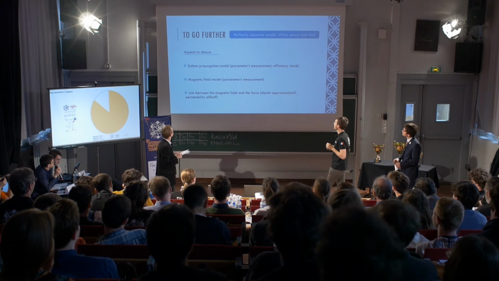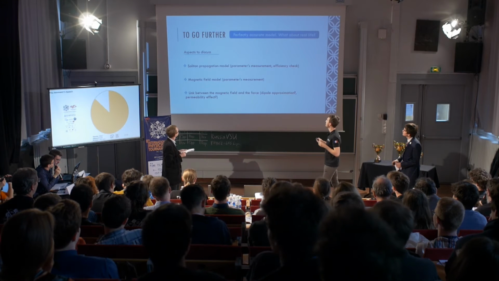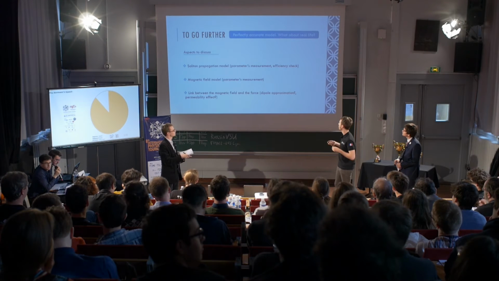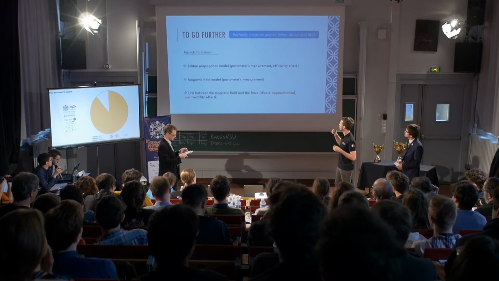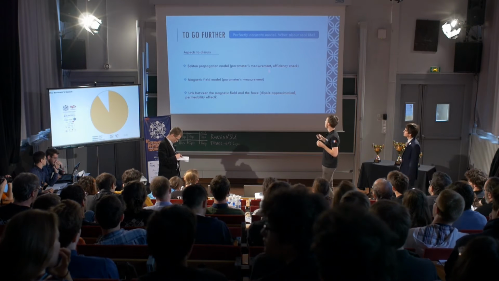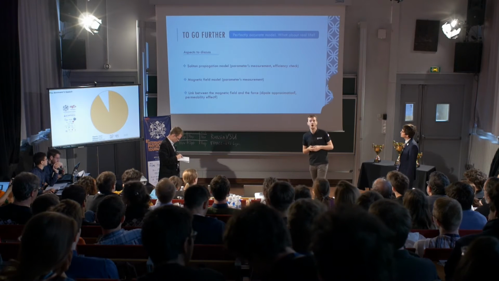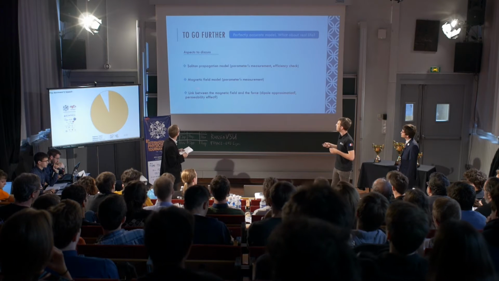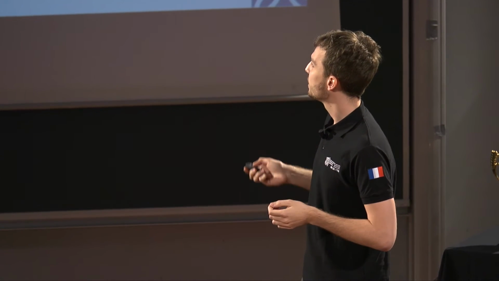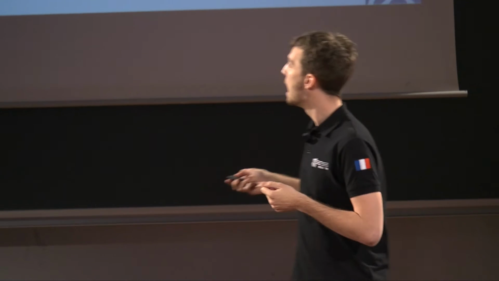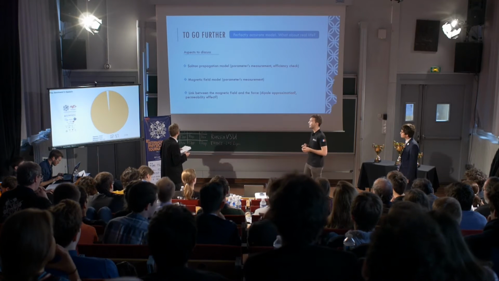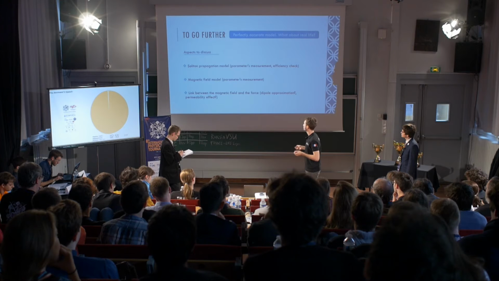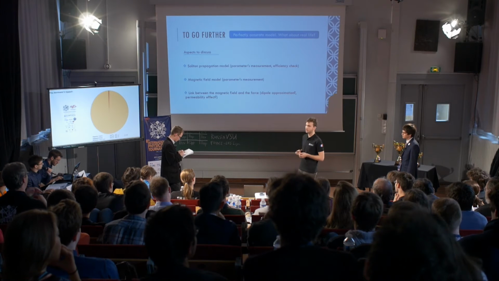First, the soliton propagation model. What are the parameters needed in order to model this propagation? How to check the efficiency of this propagation? Then about the magnetic field model, what are the parameters needed in order to compute it? And finally, the link between the magnetic field and the force. Is the dipole approximation really wrong? And what about the influence of the permeability? Thank you.